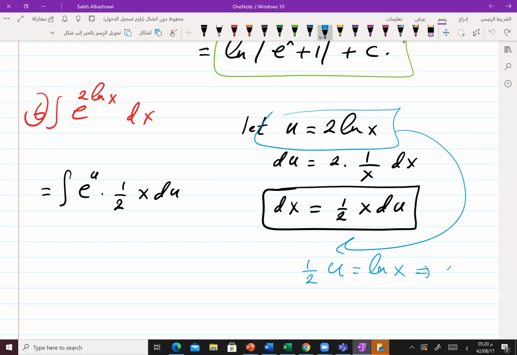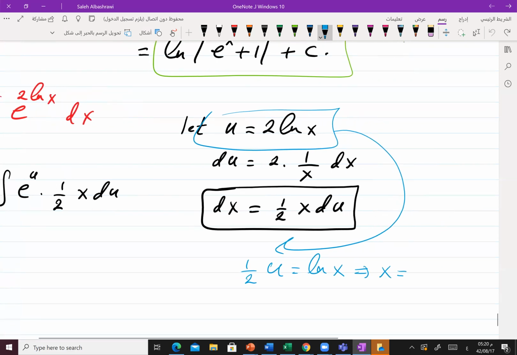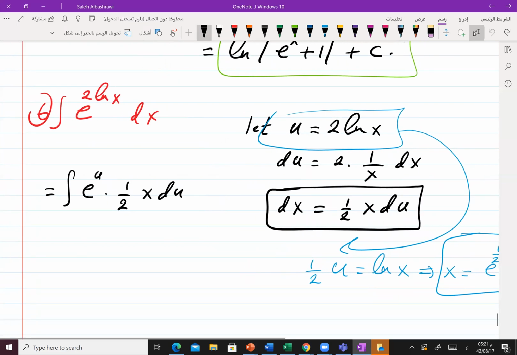This will give me x if we convert the logarithmic function to an exponential function. It will be e to power 1/2 u, so x equals e to power 1/2 u. This is by converting the logarithmic form to exponential form. So the integration now will be written as e to power u multiplied by e to power 1/2 u du.